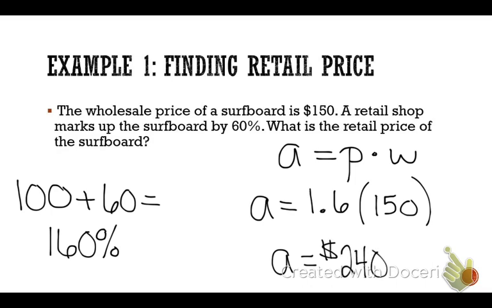Okay, $240 is the new price, and that's how much you pay for it. So the store paid $150, but they sold it to you for $240 so they could make a profit, pay their employees, and keep the lights on in their store. So that's finding basically the new price. If I know the original amount and I know the amount of the markup or the discount, I can use the percent equation to solve for the new price.